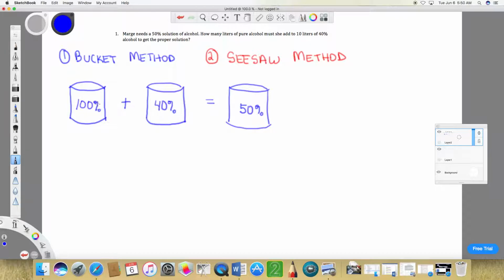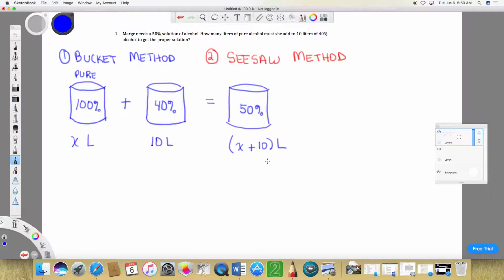All right, so how many liters of pure alcohol? That's going to be our variable. We're going to let X be the number of liters of pure alcohol. And it says how many liters must be added. We know how many liters we have of this 40% solution. We have 10 liters of it. And if you have X liters and you add 10 liters, then the result is X plus 10 liters.